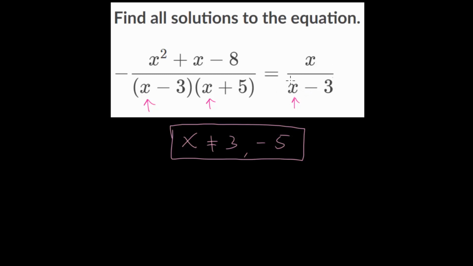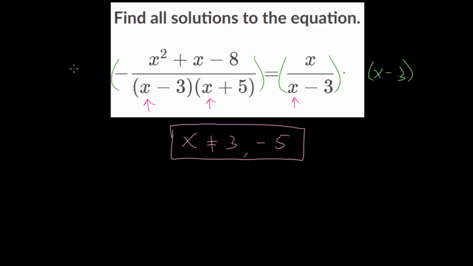Let's focus on this right-hand side first. Notice we have this x minus 3. If we were to multiply both sides of the equation by x minus 3, then we can eliminate this denominator. So we can multiply by x minus 3, and let me make this a little bit clearer. I'll multiply on the blackboard here, but we're multiplying by x minus 3, and we'll have to do that on both sides of the equation.